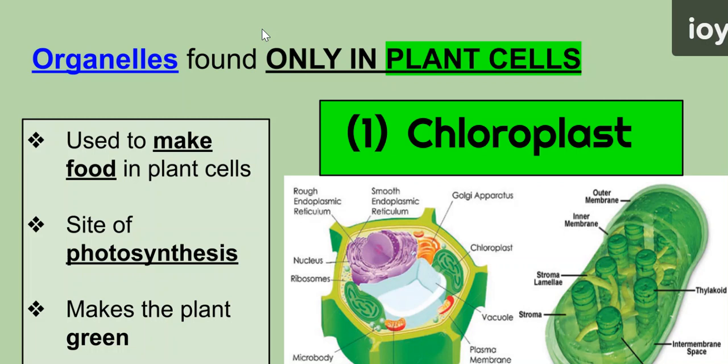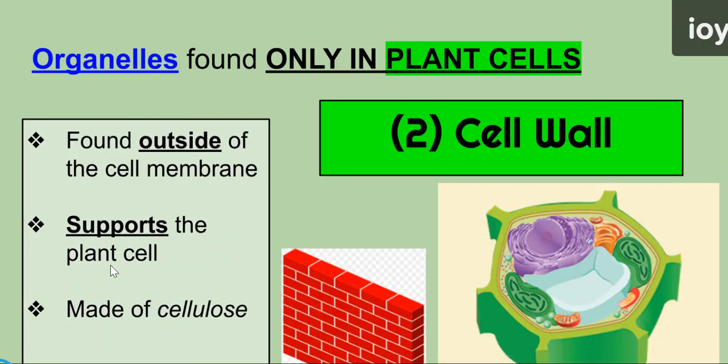In color pictures, it's really easy to distinguish between a plant and an animal cell simply based off the color of the cell. Plant cells are green because of the chloroplast. The second thing that will distinguish a plant cell is its flat walls. Plant cells, on the outside of the cell membrane, have a cell wall. It grants additional support to the cell. This cell wall is made of cellulose.